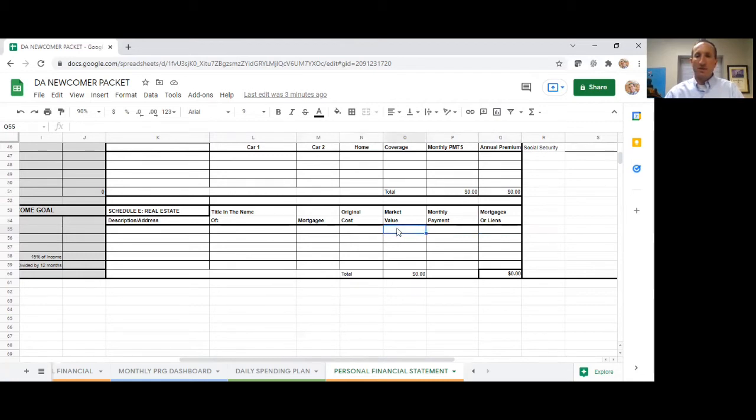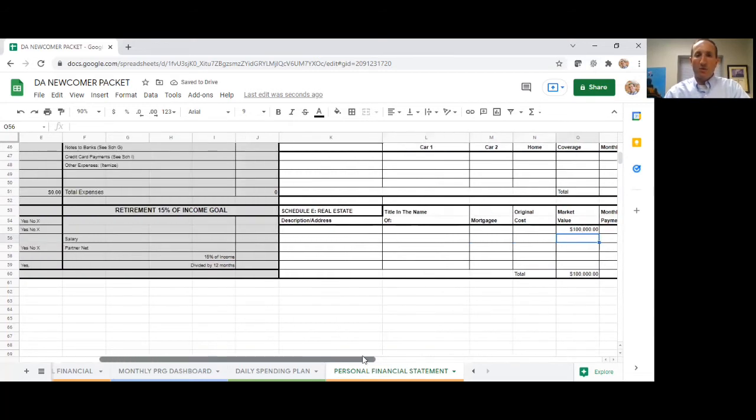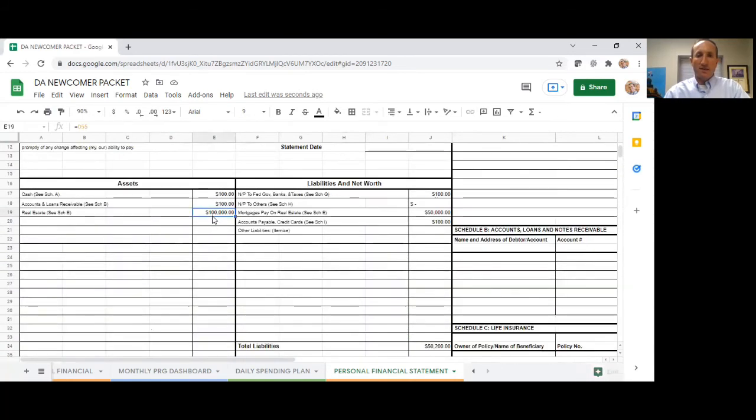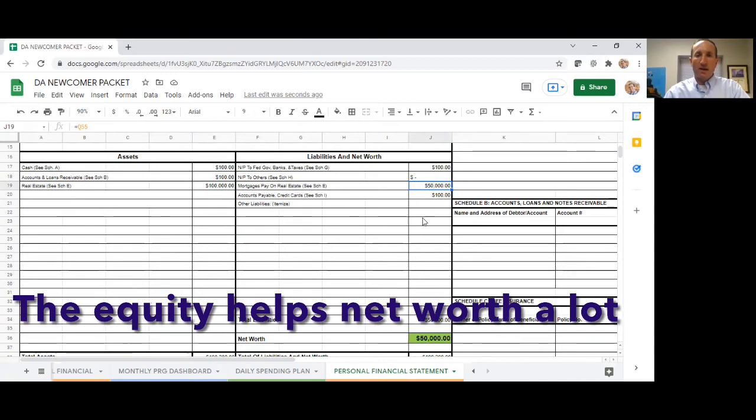And just to put some neat numbers in here, say that the house is worth $100,000 and your monthly payment is $1,000, and let's just say for easy numbers that you owe $50,000 on the house. So why is that important? Let's go back over here. It's going to list your real estate is worth $100,000 and you owe $50,000 to the bank. So that really helps a lot.